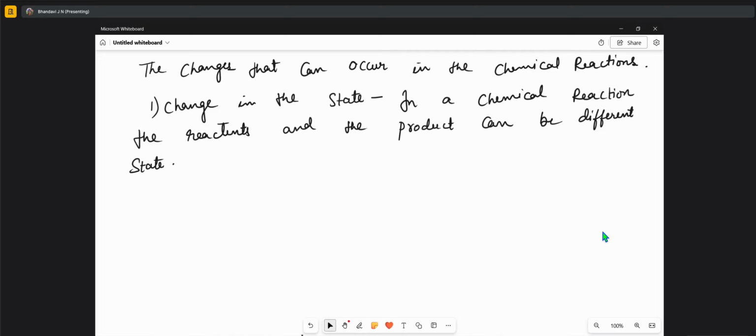In chemical reactions, the reactants and the product can be in different states. Example, hydrogen plus oxygen, you will get water, which is a liquid.